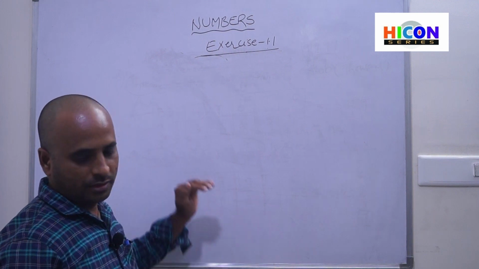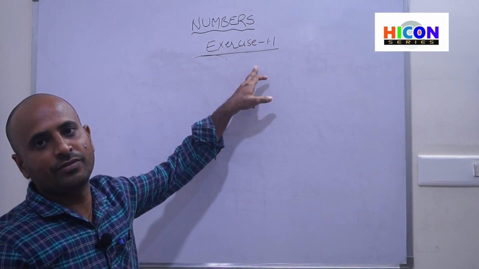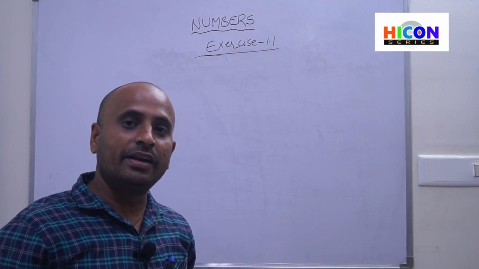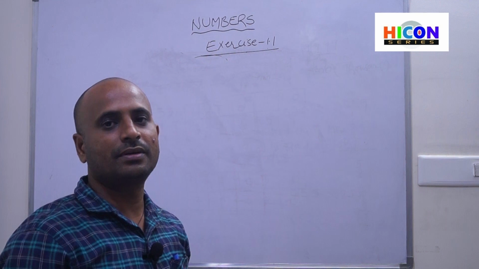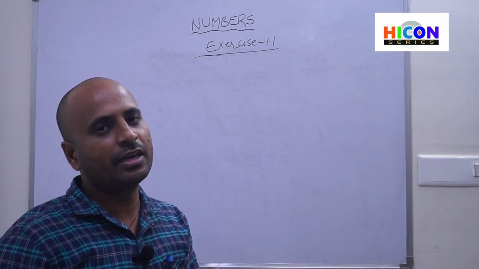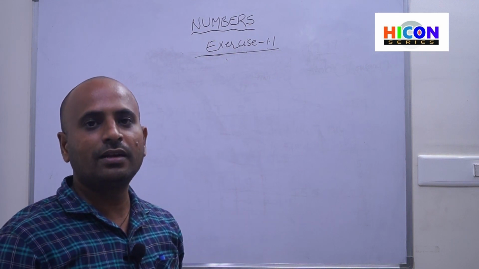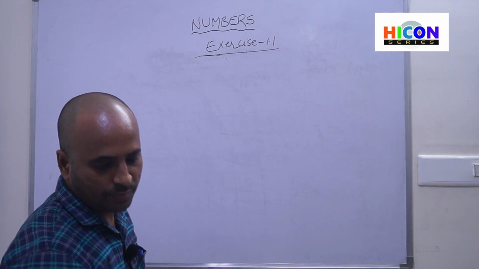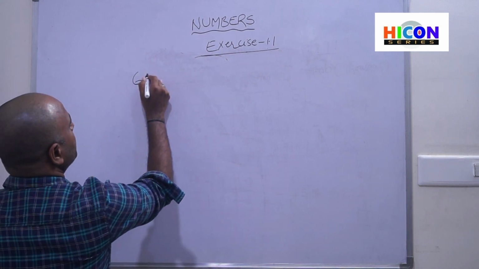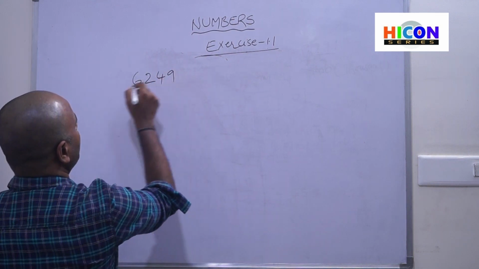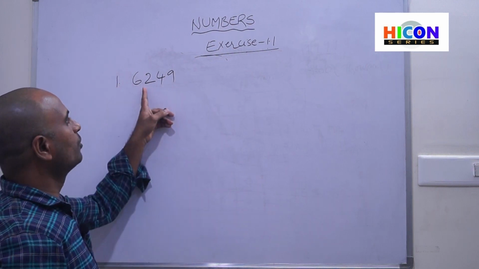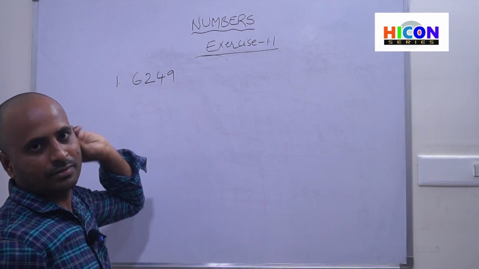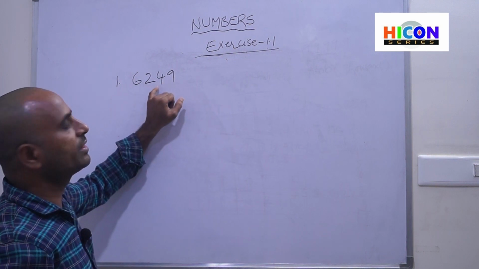Now go to the third section in exercise 1.1. That is the third problem, writing number names from the given 4-digit number. They will give you a 4-digit number, and we have to write the number name for that 4-digit number. Take one problem, that is 6249. This is a 4-digit number. We have to write the number name for this number.